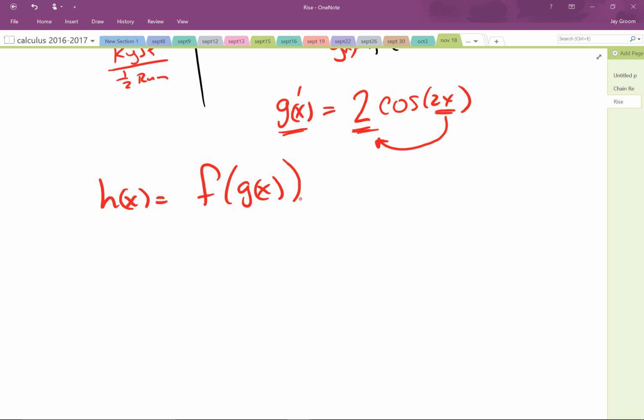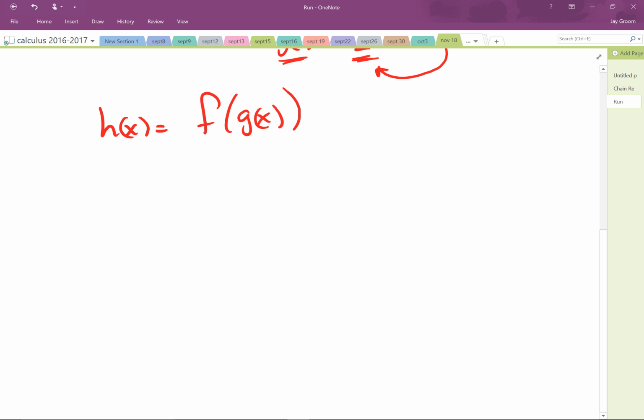Perhaps whatever. Sine of 5x. I don't know what it is. Who knows? If I have a function in a function, how do I take the derivative of it? Well, it goes like this. h prime of x is going to be equal to f prime evaluated at g of x. In other words, the derivative of the outside function times the derivative of the inside function. That's it. As hard as it gets.